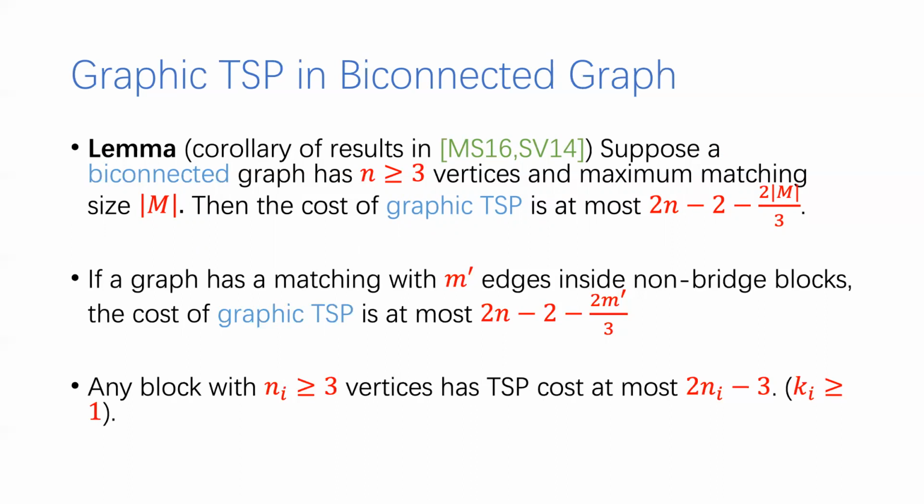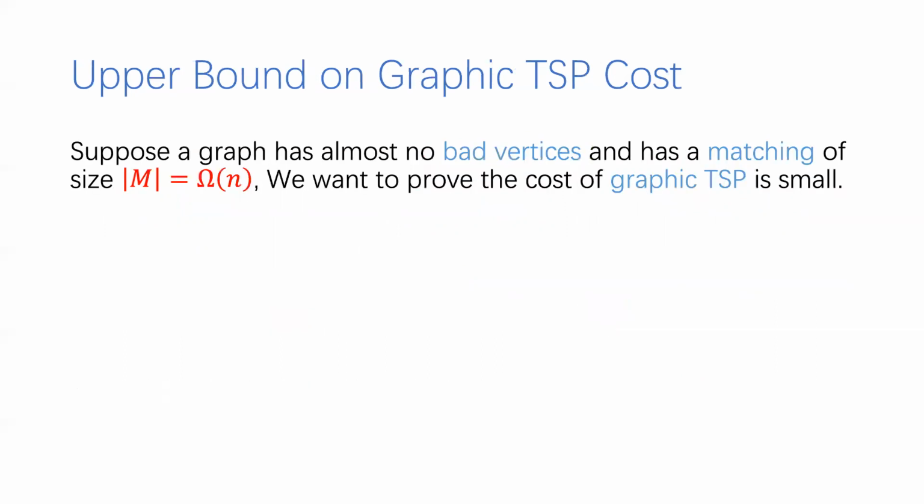Also, any block with at least 3 vertices will have TSP cost at most 2n_i minus 3, because the matching size is at least 1. So for all of these blocks, we will save at least 1 for the graphic TSP. So if a graph contains many blocks of size at least 3, then its graphic TSP cost will be distinctly less than 2n. Now we are ready to prove the upper bound.